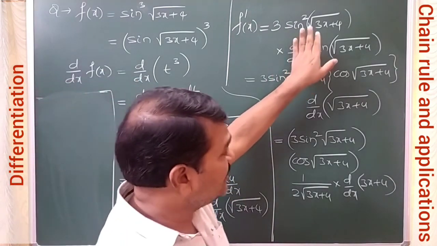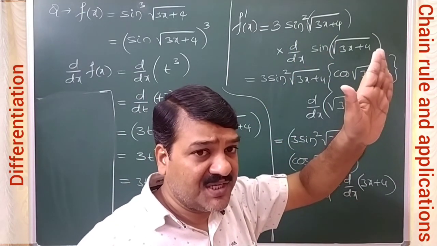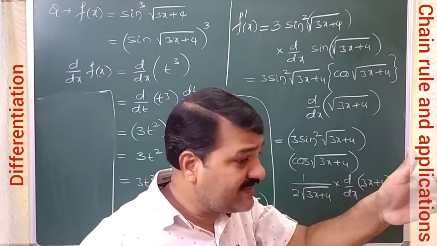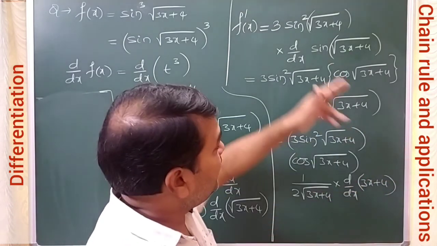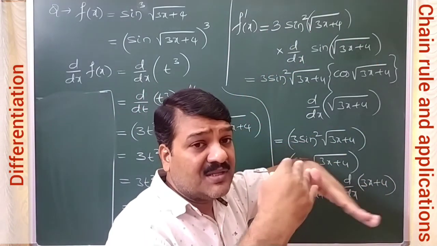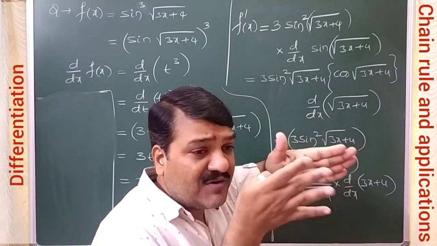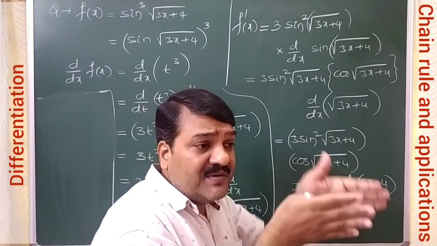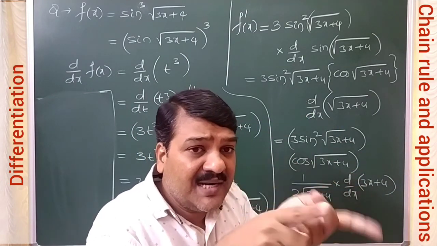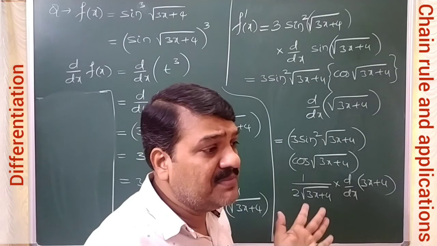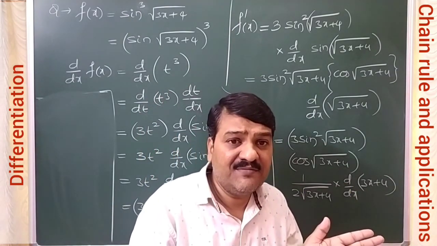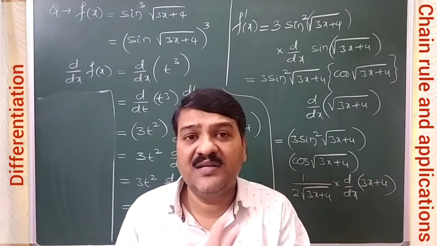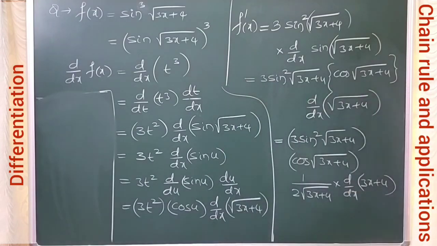Whatever external function you have, write that function's derivative. And in place of x, that is in place of the standard formula variable, whatever you have in the internal function, write its derivative. Simple: external function derivative into internal function derivative. That is the main mechanism of the chain rule.